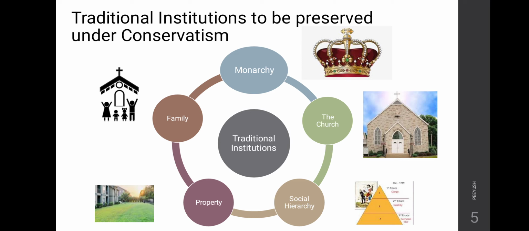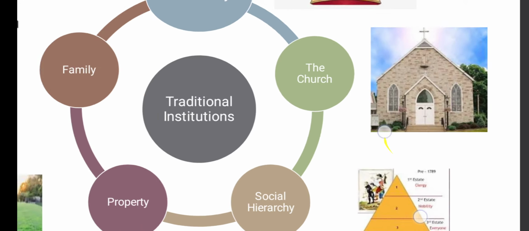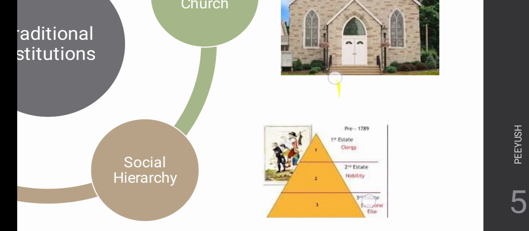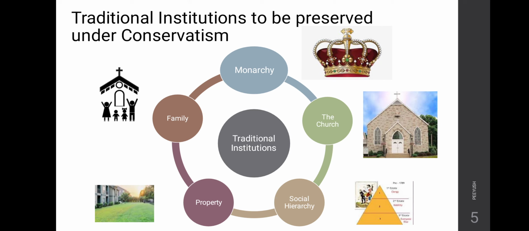And the next thing, social hierarchy. You do remember there was a presence of social hierarchy in the society. Clergy, nobility, and commoners, the first estate, second estate, and the third estate. That was the period before 1789. So somehow the social hierarchy also people wanted under conservatism. Not to that level, however, yes, with relaxation, but social hierarchy had to be preserved.